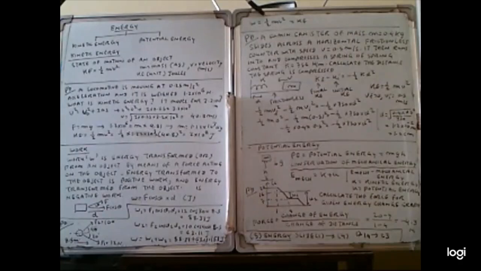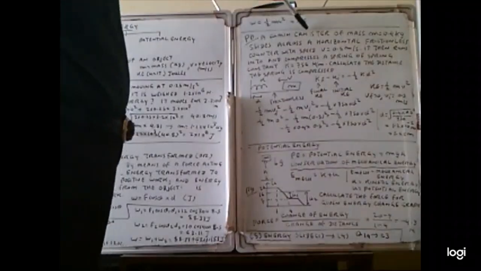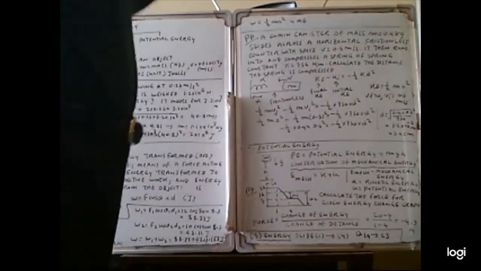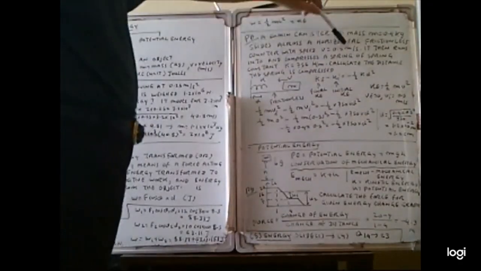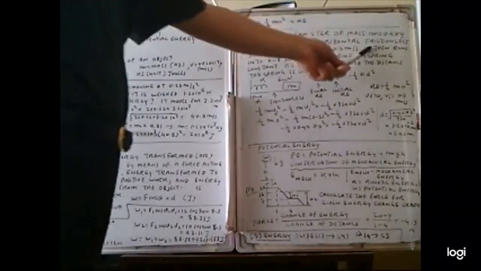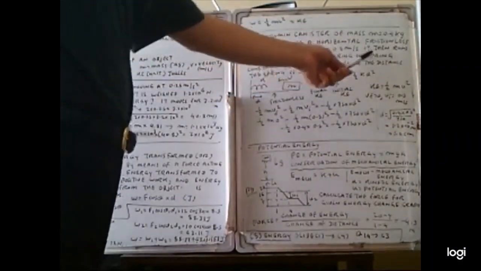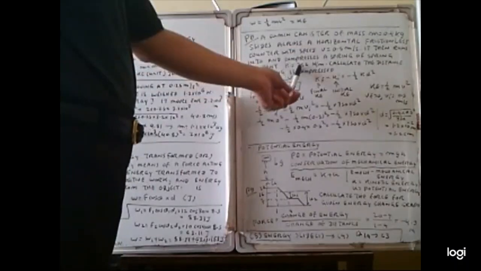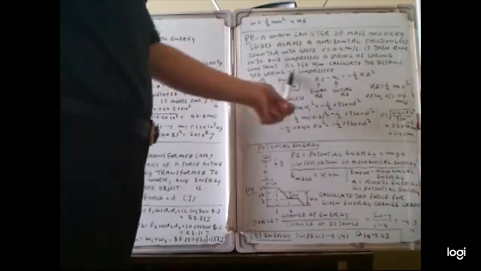So then, work can also be calculated, similar to kinetic energy, as half mv squared. In this problem, a block of mass 0.4 kilogram slides across a horizontal frictionless surface with speed v equal to 0.5 meter per second. It then runs into and compresses a spring of spring constant k equal to 756 Newton per meter. Calculate the distance the spring is compressed.